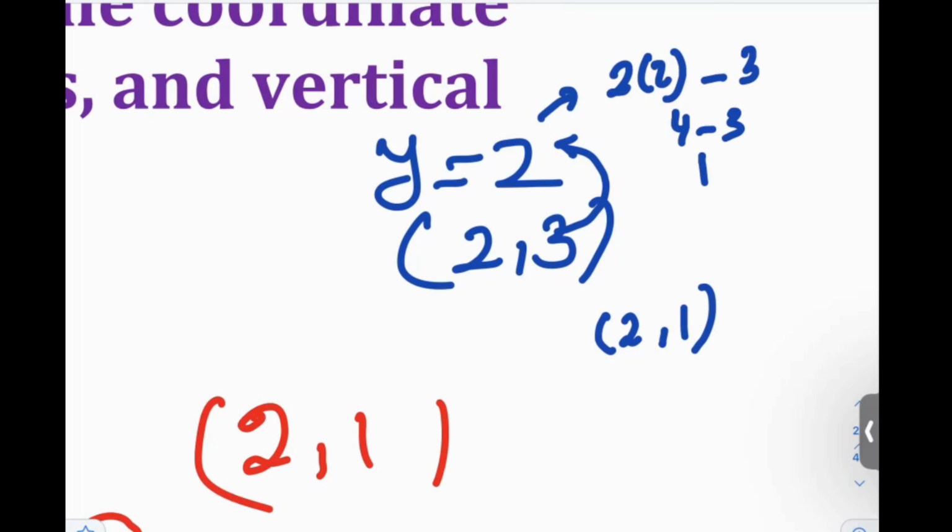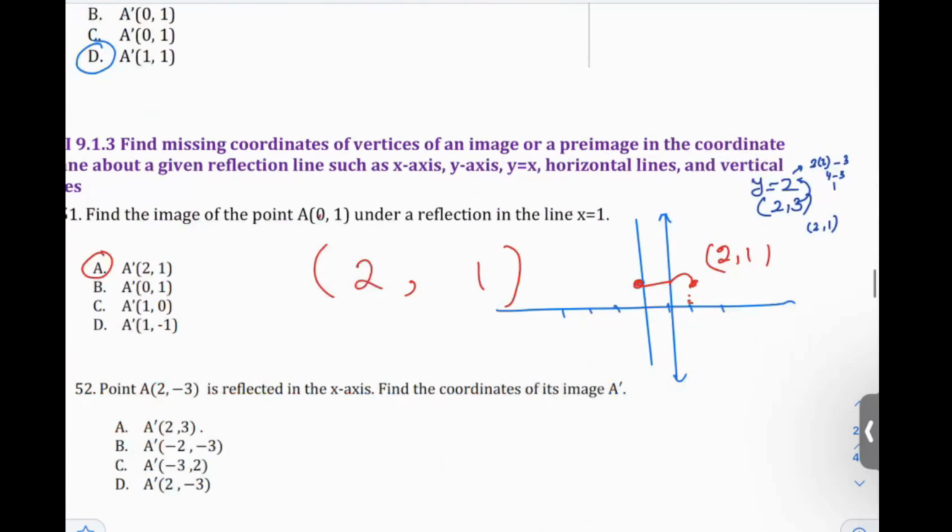So multiply any factor, any number, whether x or y, and subtract the original one. If it was x equals something, subtract the original x. If it was y equals something, subtract the original y. So this is how we do it. You can sketch as well, but without it, it's fine.